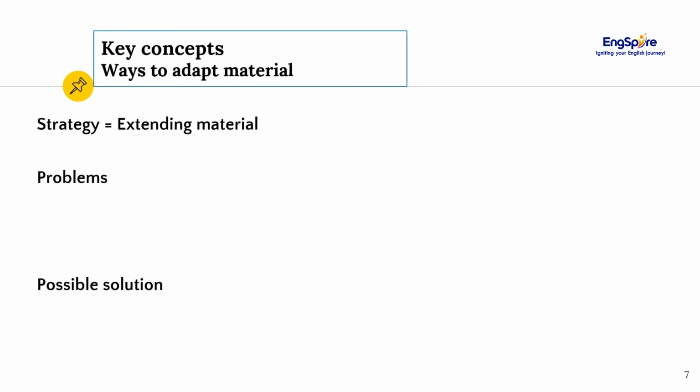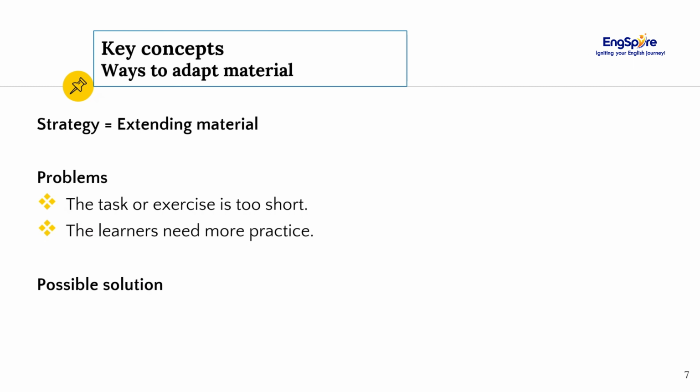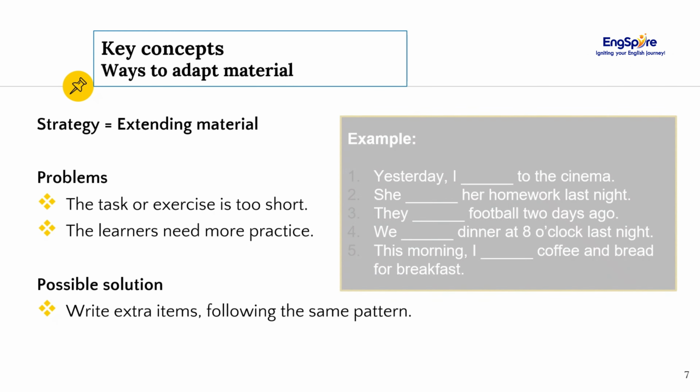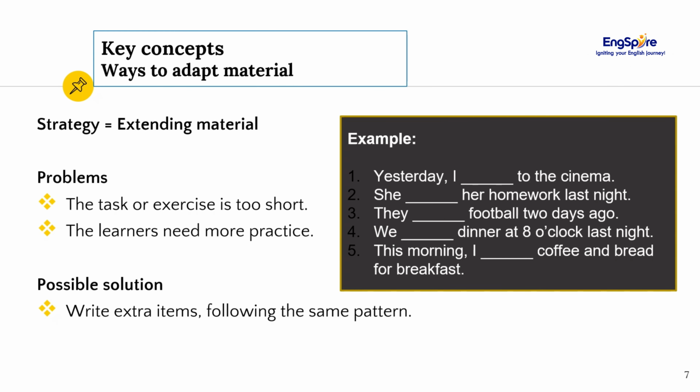The first strategy is extending material. So we use this when an activity is too short, learners need more practice, or the language part has not been practiced enough. The solution is to add extra items that follow the same patterns. For example, imagine a coursebook has a grammar exercise with only 5 gap-filled sentences practicing the past simple tense, as you can see on the slide. And you think your learners need more practice, then you can create 5 more similar sentences.